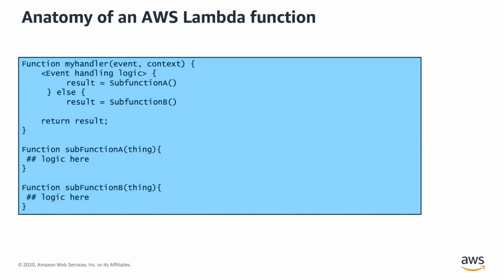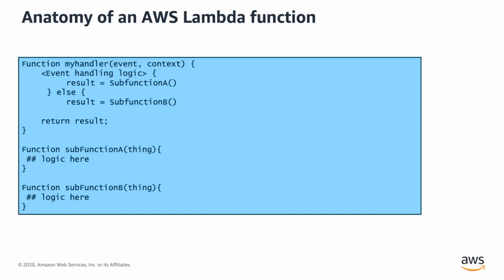Okay, so in this pseudocode, we are calling a subfunction based on information received in the event. So for example, if your Lambda is triggered from SQS, then maybe you can parse that event and perform logic depending on a certain condition. And having sub-functions help make the code a lot cleaner and easier to read.